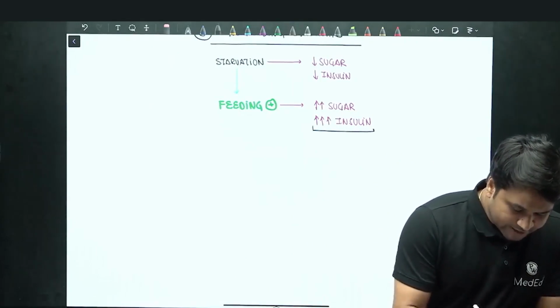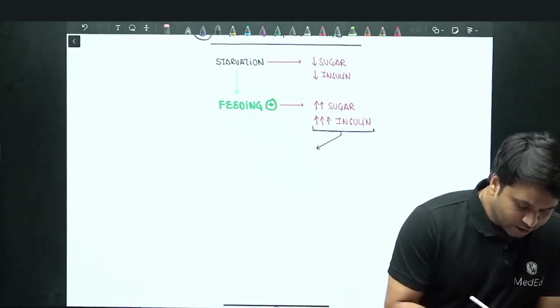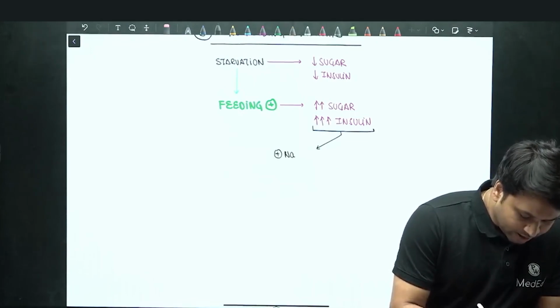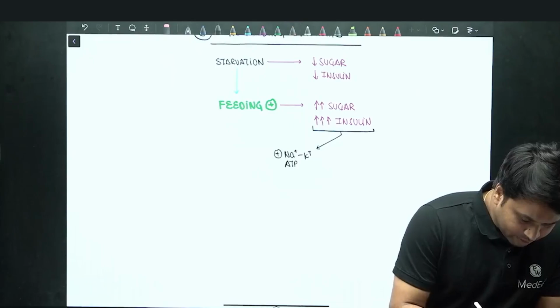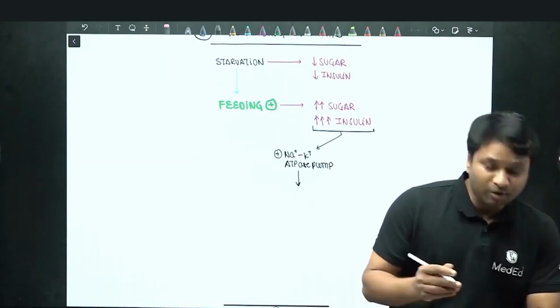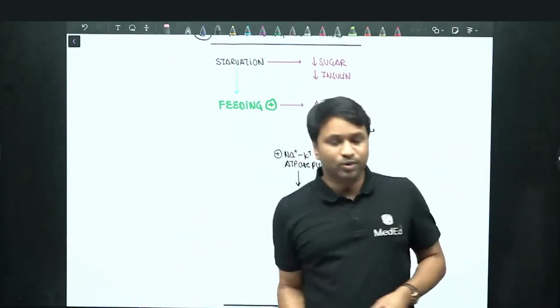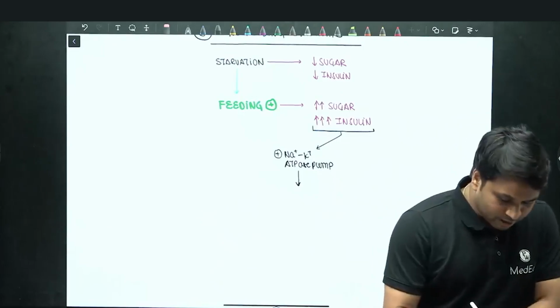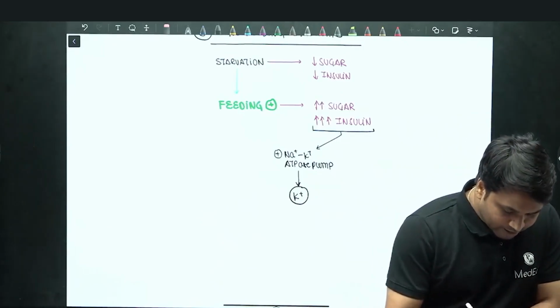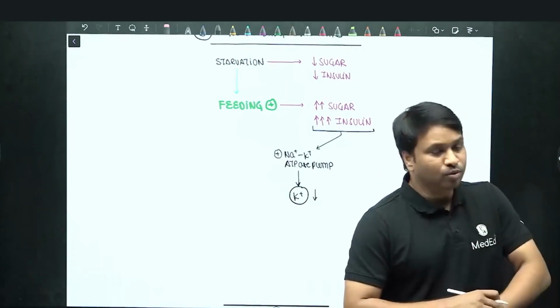We all know excessive insulin secretion will activate the sodium potassium ATPase pump, right? The sodium potassium ATPase pump is getting activated. Now, because of that, what is going to happen? An excessive amount of potassium will be pushed back into the cell. So, there will be hypokalemia. The first electrolyte imbalance that you will see is that the potassium is going to go down.